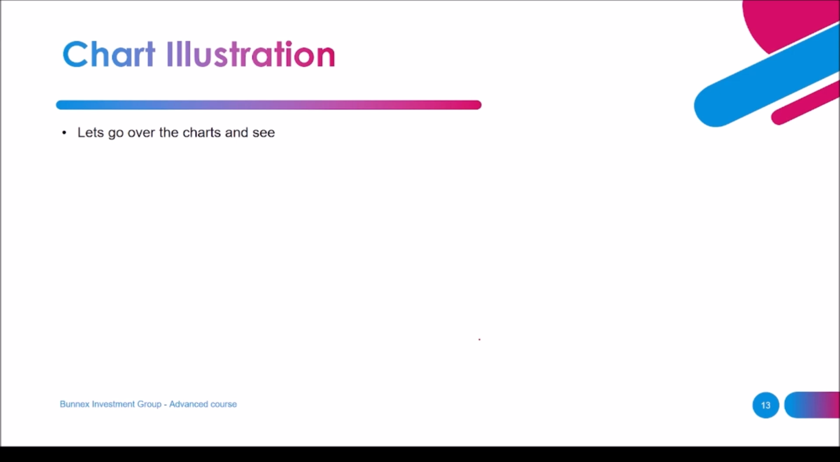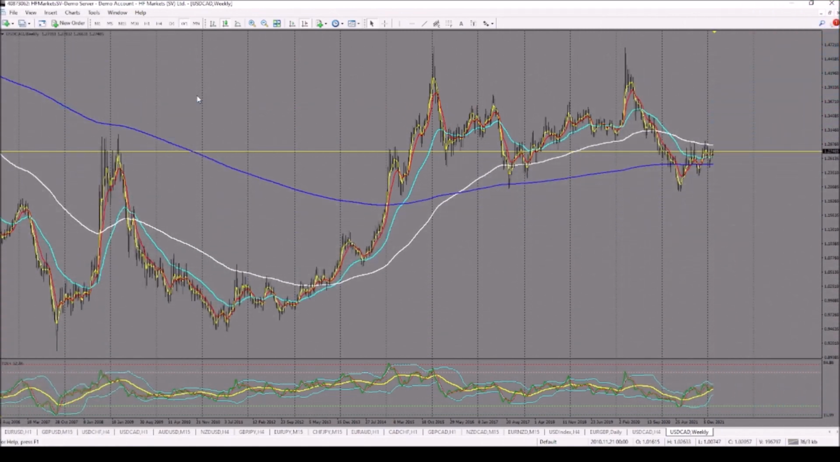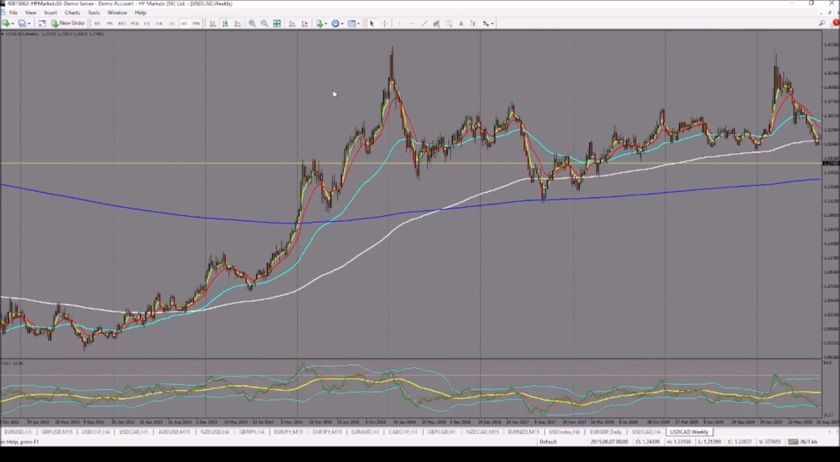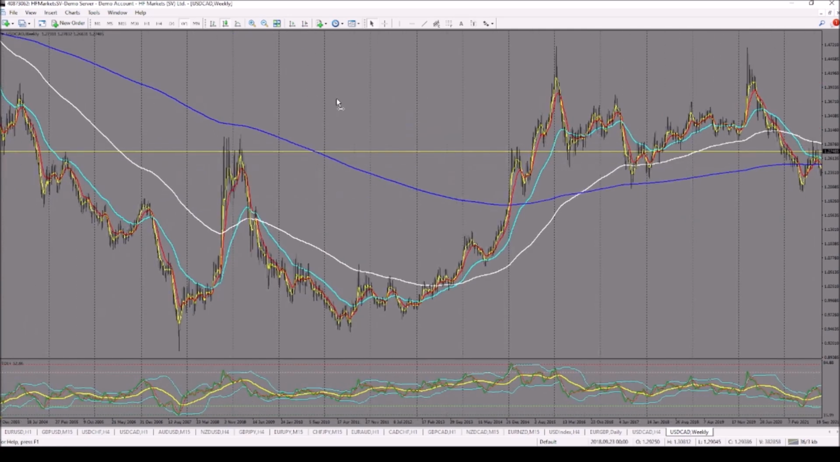So let's go over the charts and see how this is done properly. So this is USD against CAD. We are going to count levels like how we talked about them before. This is the weekly time frame, and as a way to illustrate what we've just learned about order blocks, we can use it on any time frame. In this case, we are just going to count levels on this weekly time frame using the concepts we have learned in our previous lecture.